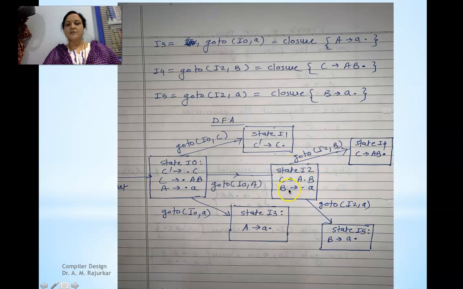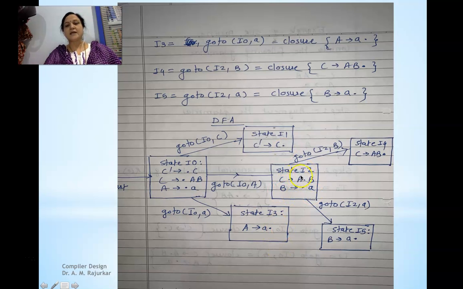C tends to A dot B, B tends to dot A, and then on this A I am getting the third state, go to I0 comma A. By shifting the dot I am getting the production in I3 as A tends to A dot. This is a complete item. Now this is a complete item. After the dot nothing is there. Here also after the dot nothing is there.